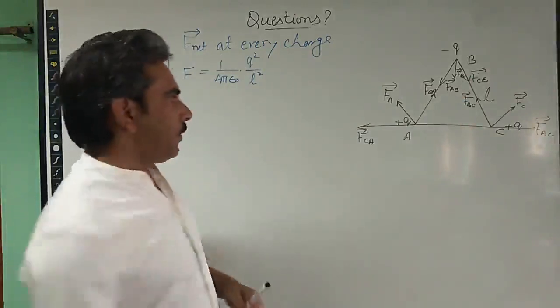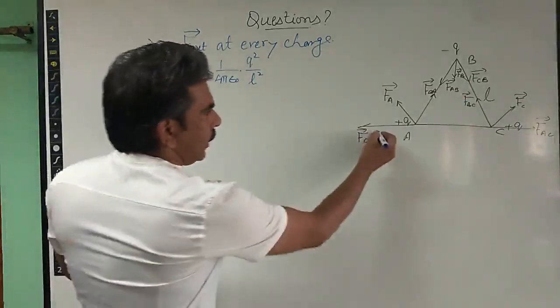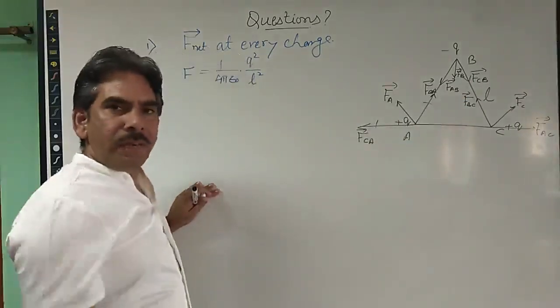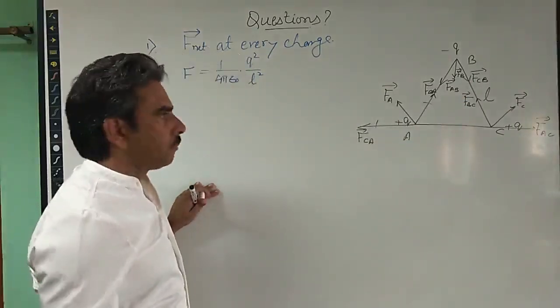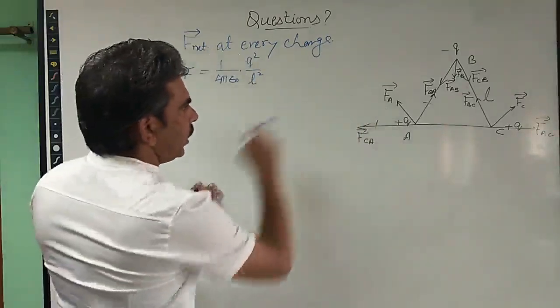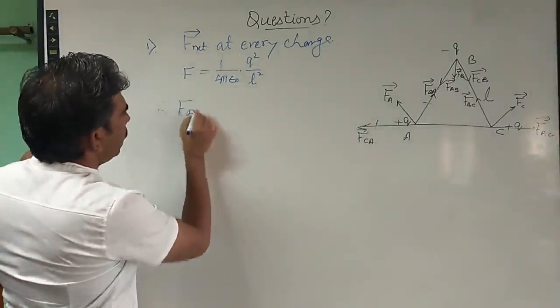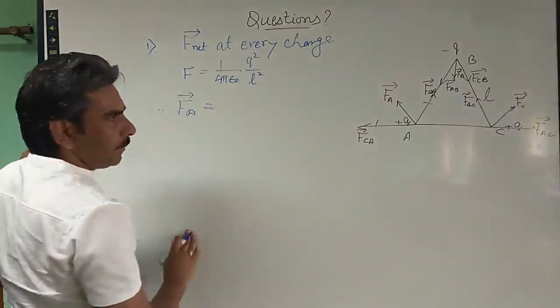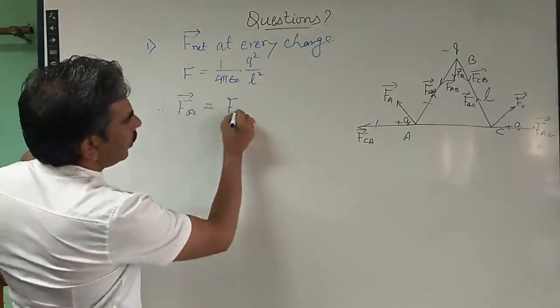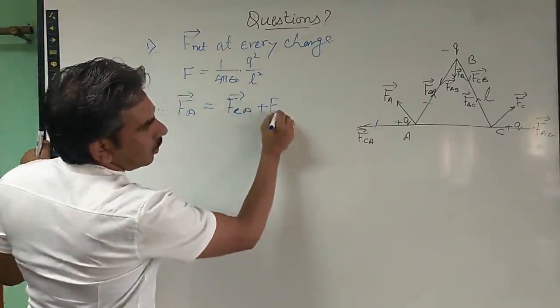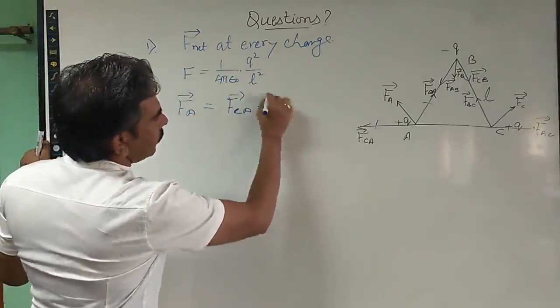Direction may be different. So you can calculate the resultant of these two forces by the parallelogram law of vector addition. This will give you the resultant force FA. So therefore FA is given by FCA plus FBA.